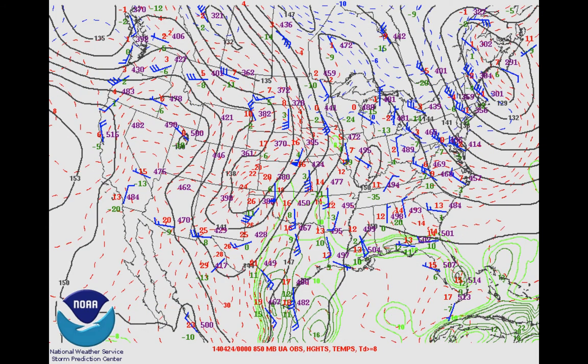For 850 millibars, that diffuse warm air advection pattern that we had seen at 12Z is now much more coalesced by 0Z. You can see that we have some tightly packed isotherms, which is indicative of that warm front being right under this deformation zone.